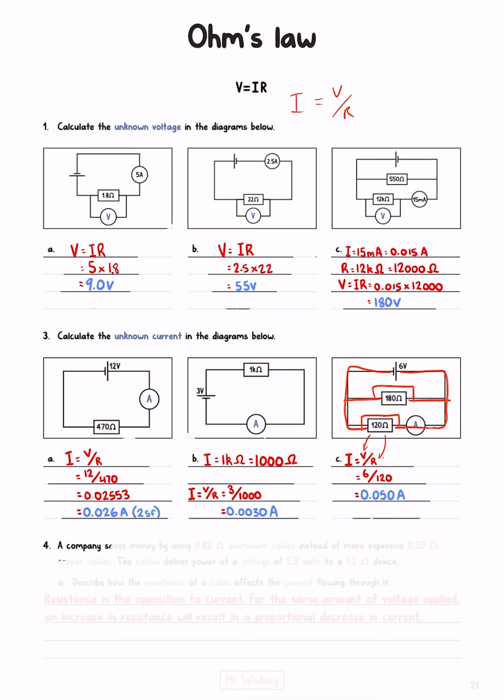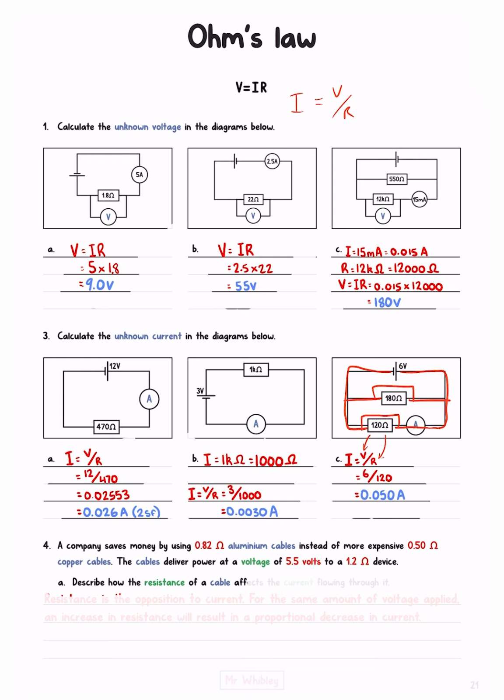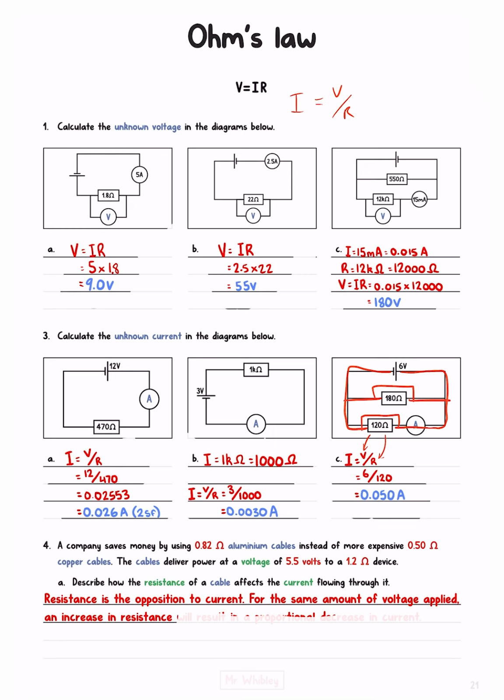Question 3. A company saves money by using 0.82 ohm aluminium cables instead of more expensive 0.5 ohm copper cables. The cables deliver power at a voltage of 5.5 volts to a 1.2 ohm device. Describe how the resistance of a cable affects the current flowing through it. Resistance is the opposition to current. For the same amount of voltage applied, an increase in resistance will result in a proportional decrease in current. So going back to our equation here, if we have the same amount of voltage, an increase in the resistance will result in a proportional decrease in current.